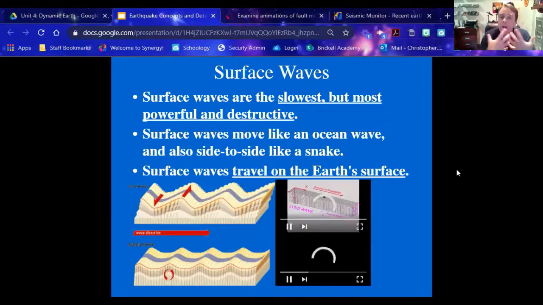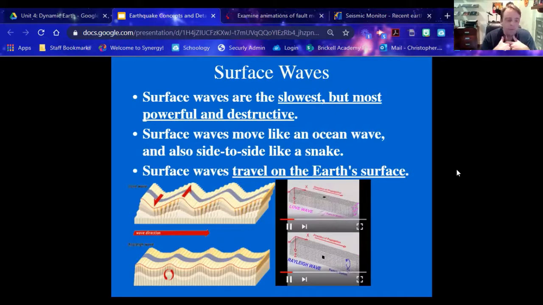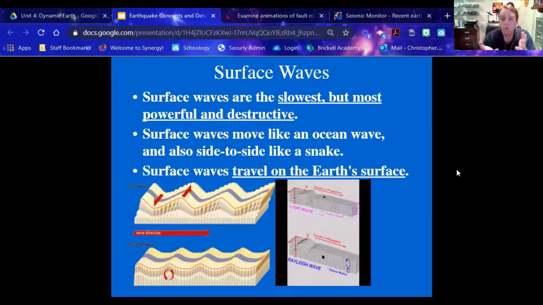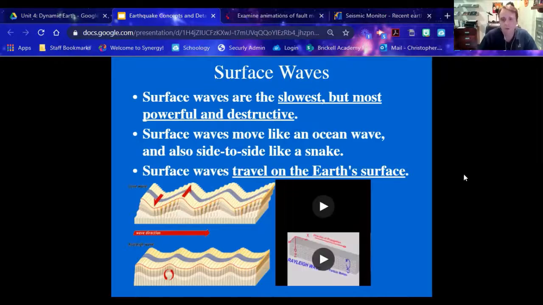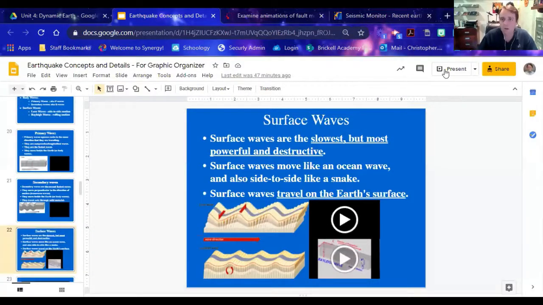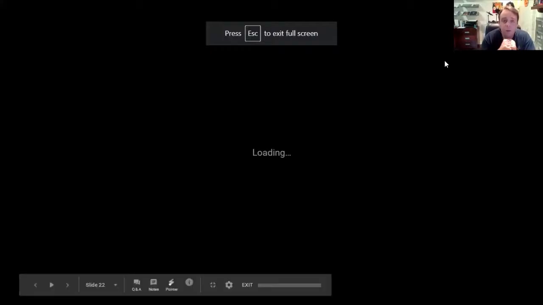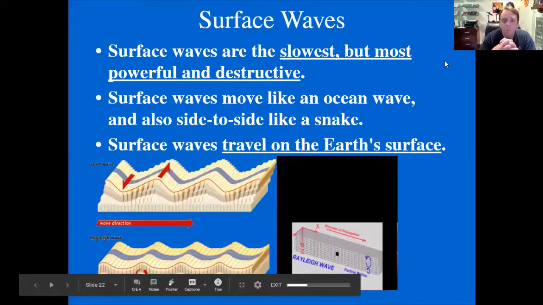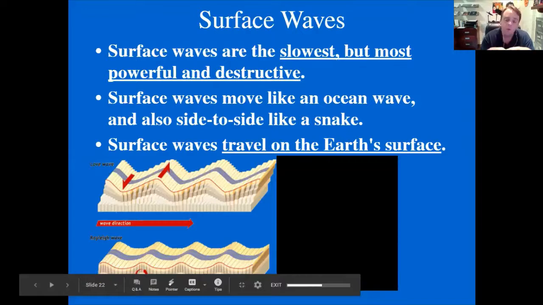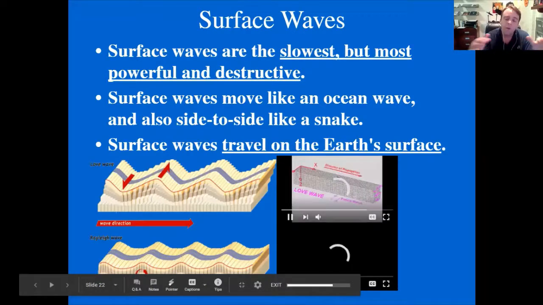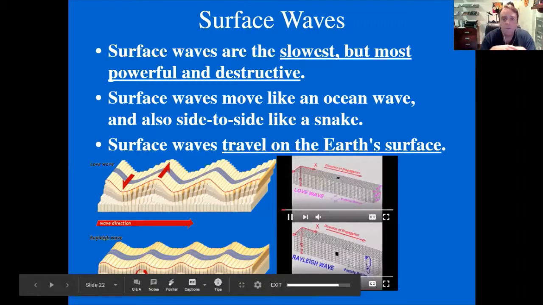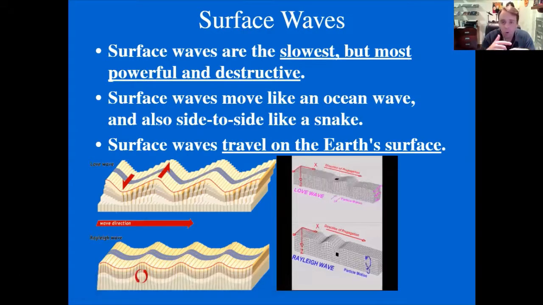Again, the last one are the surface waves. It's the second main category, and there are two main types of waves, but we'll just talk about them in general. So surface waves are the slowest, but they're also the most damaging, the most powerful, the most destructive. They only travel on the surface of the planet. They move like an ocean wave, but they also move like a snake, side to side motion and rolling motion.